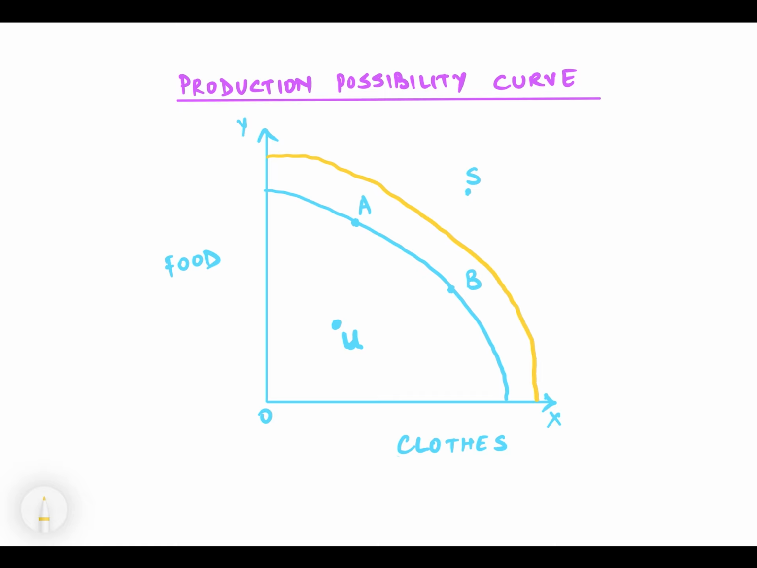So don't forget to label if you are showing this increase. Let's say this was the original curve MN. We have to show this as M dash N dash, clearly showing that these are two different curves labeled, and show with arrows that your curve is shifting outward. The entire curve is shifting outward, which means the economy can produce more of both goods, more food as well as clothes. So you can show this with the shift, and you are labeling each curve.